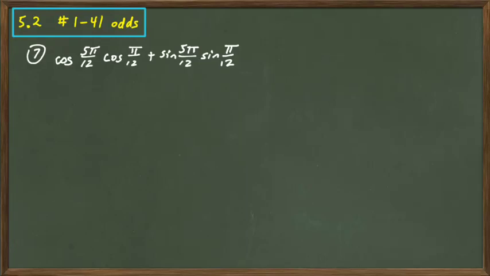Okay, I'm going to review some homework questions in pre-calculus on 5.2. The assignment was 1 to 41 odds. Here are some of the ones that were asked by the students.